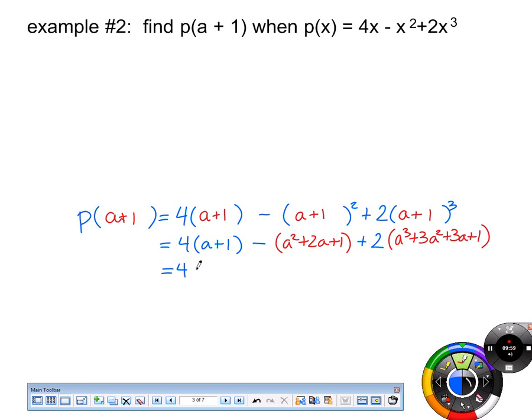So we're going to get 4a plus 4. We're going to get minus a squared minus 2a and minus 1 when we distribute the negative, plus 2a cubed plus 6a squared plus 6a and plus 2. And then we can just combine together all the stuff.